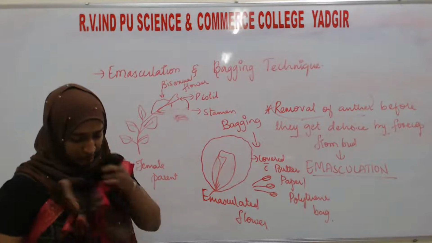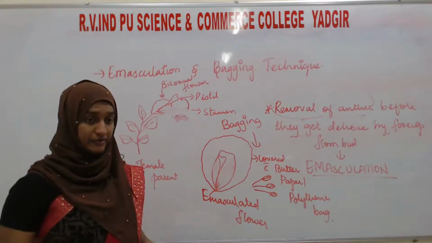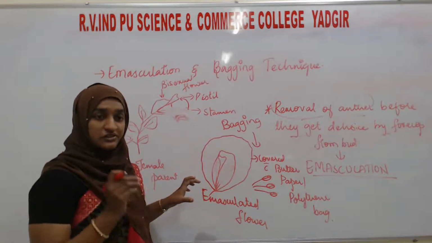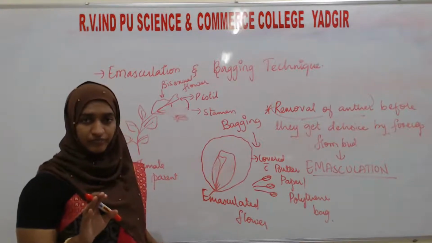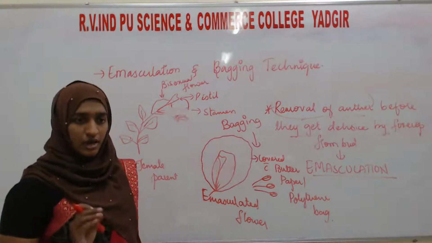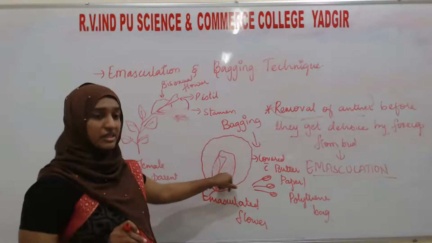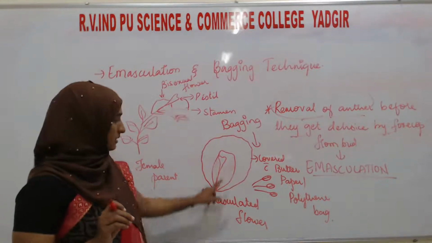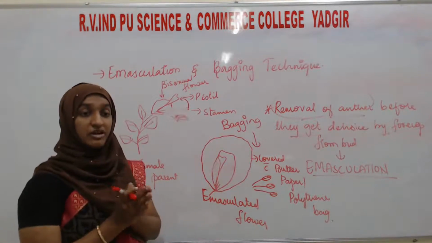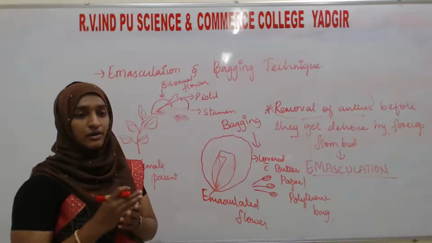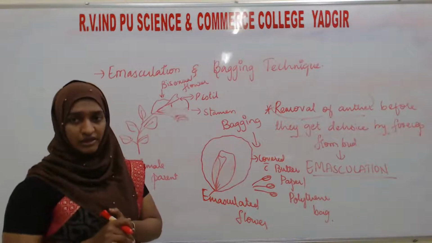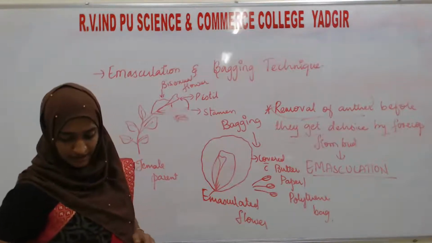Okay, the next is when the stigma of the bagged flower attains receptivity. Still this flower is at bud stage, and the stigma is not matured. We had removed the anthers before maturing. Till what time will they keep this cover? Till the stigma matures, meaning it becomes able to receive the pollen grains. Till that time they are going to bag.